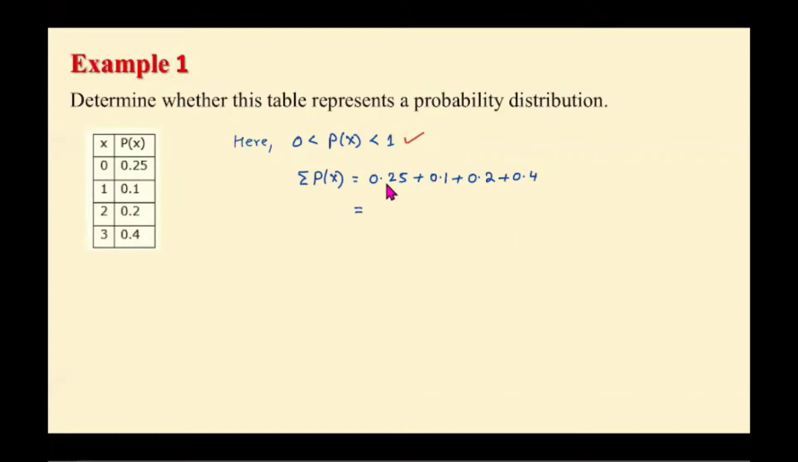So this is equal to 0.95, which is not equal to 1. That means the second condition is not true. It has to be 1 for this distribution to be a probability distribution. So this is not a probability distribution. Our final answer is: it is not a probability distribution. Okay, that's example 1.